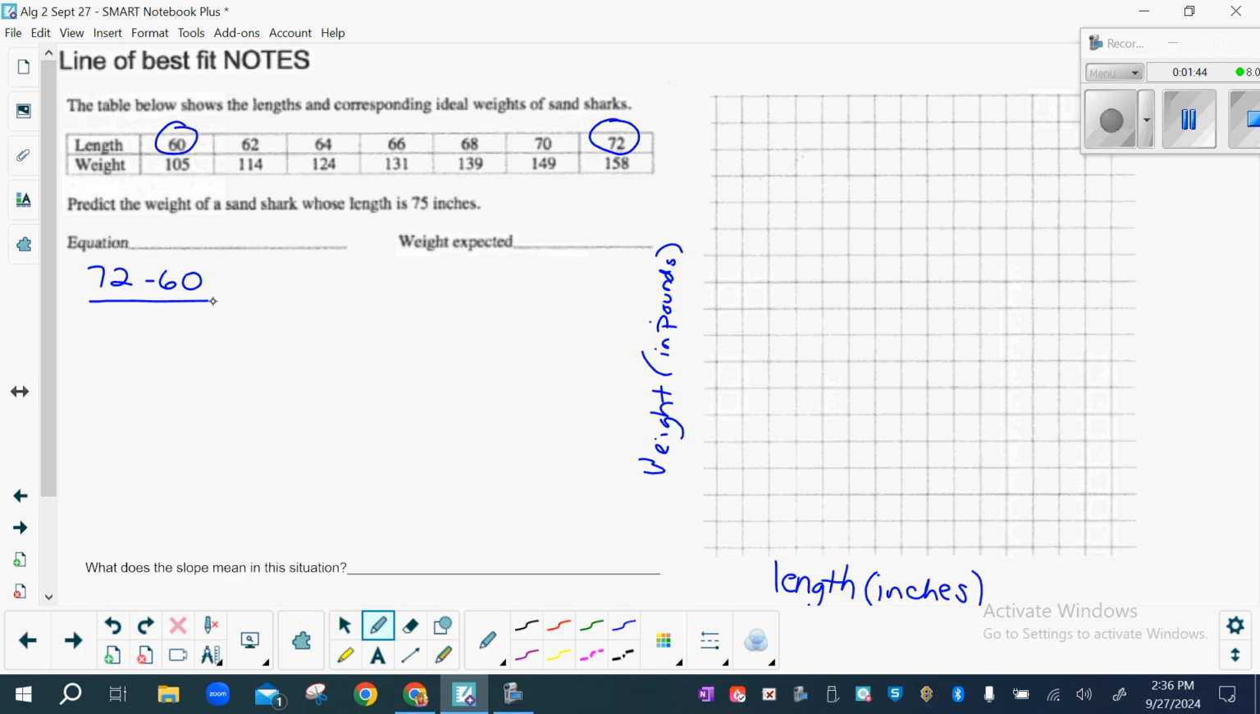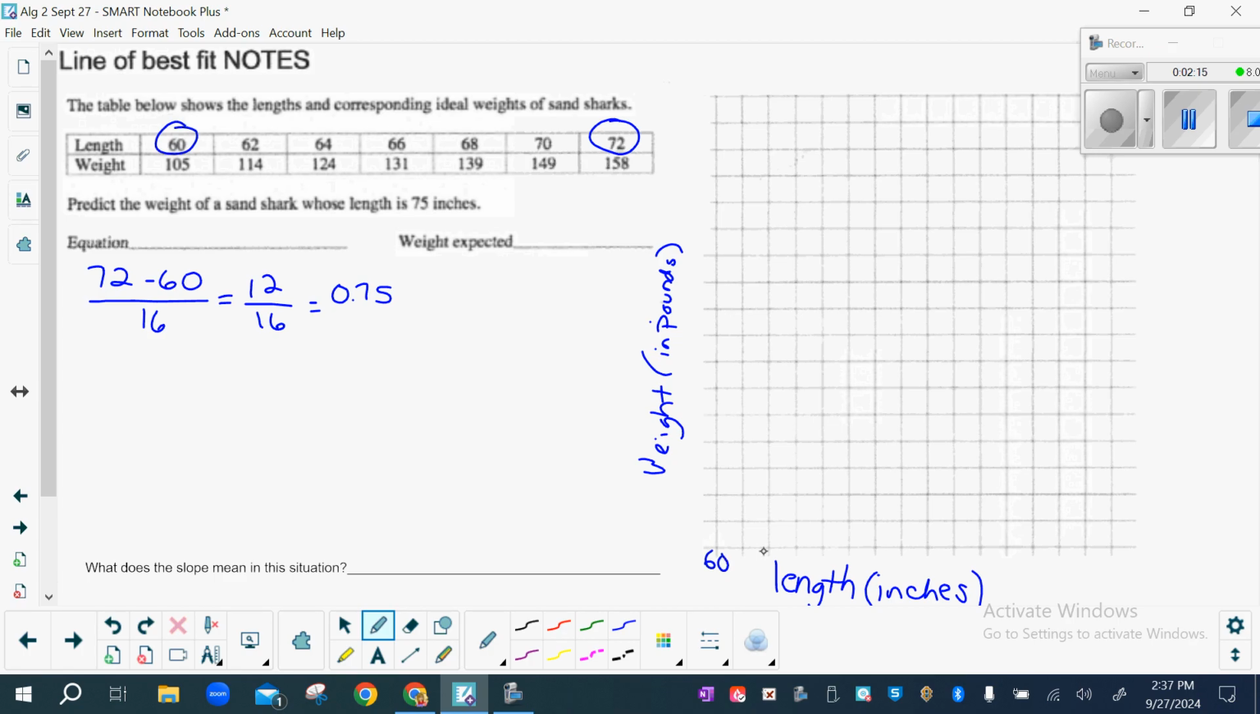16. Okay, so we're going to divide this answer by 16. So it gives us 12 divided by 16, which is 0.75. Thank you. So we don't want to go by 0.75, so we're going to round that up to 1. So we're going to go by ones. We're going to start with a length of 60 and then go by 1. You can go 60, 61, 62, and so on.